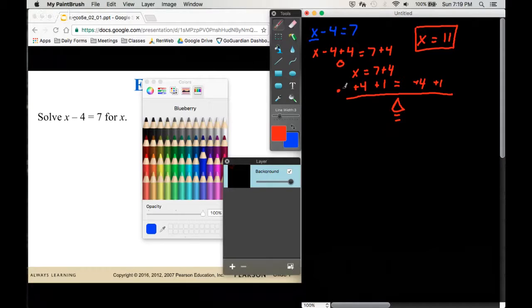And the next thing we're going to look at is the multiplication property. So if you multiply something to one side, you have to multiply it to the other side. So you can pretty much do whatever you want with equations, so long as you do the same thing to both sides.